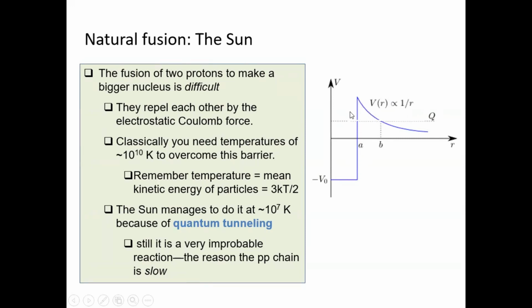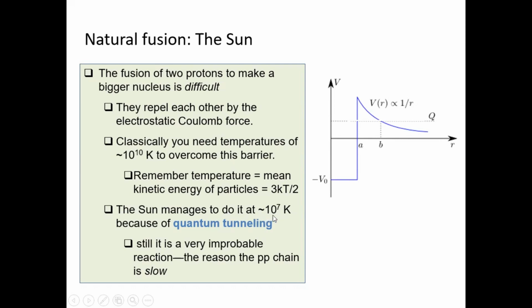However, to surpass this, we need high energy, and high energy is classically available through temperature. So about 10 to the power 10 Kelvin are sometimes needed to overcome this barrier. Temperature means the average kinetic energy of the particle. Remember, the average kinetic energy of the particle is 3/2 kT, where 3 stands for the three-dimensional particle behavior, k is Boltzmann's constant, and T is the temperature.